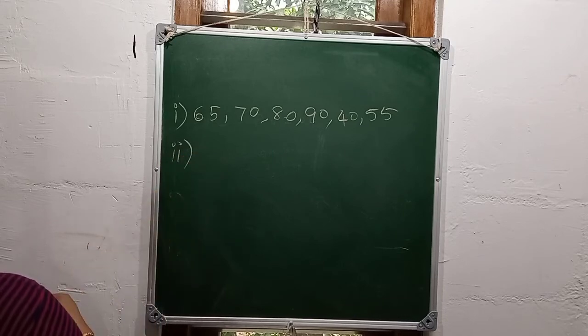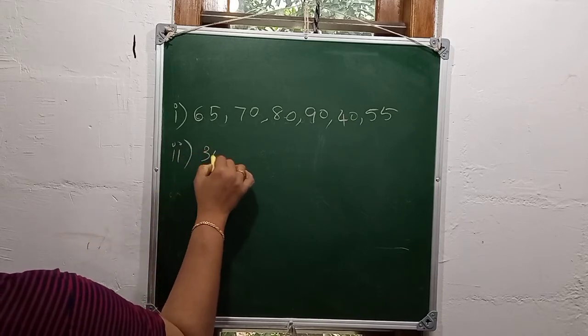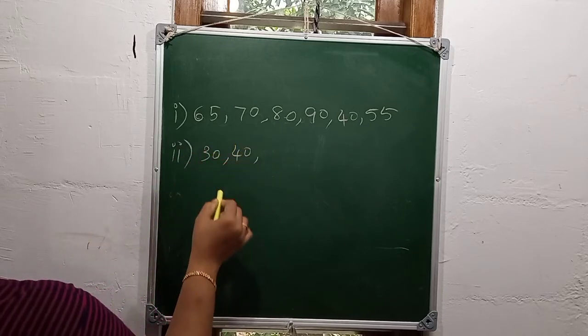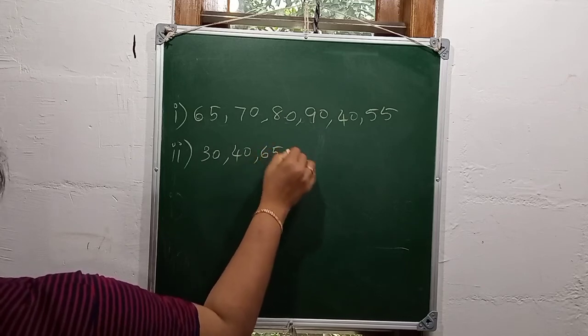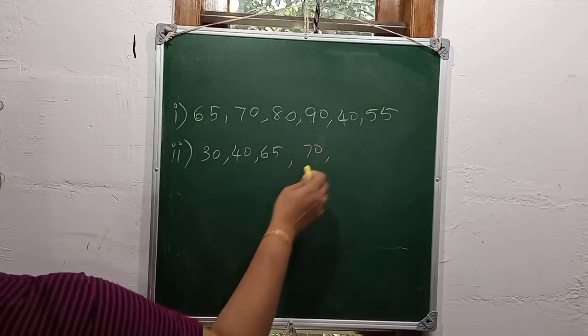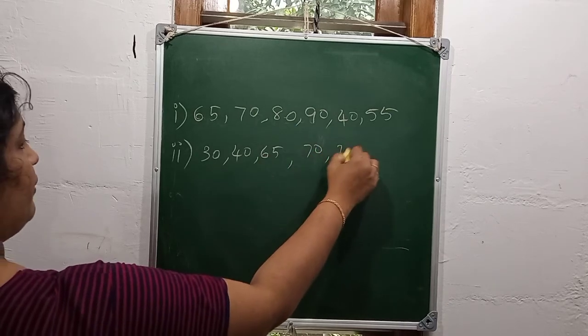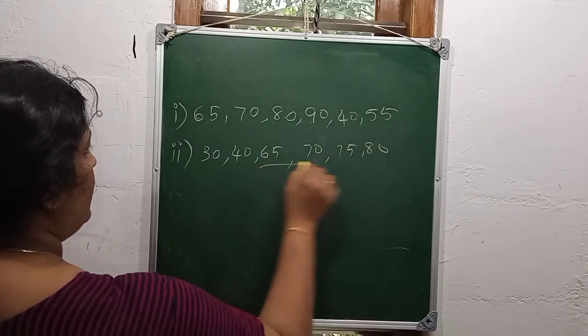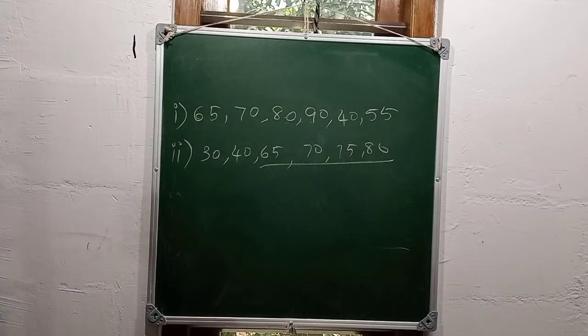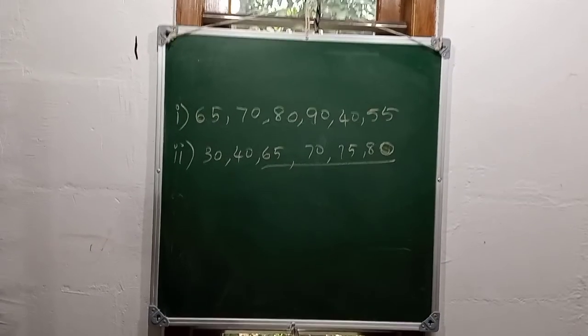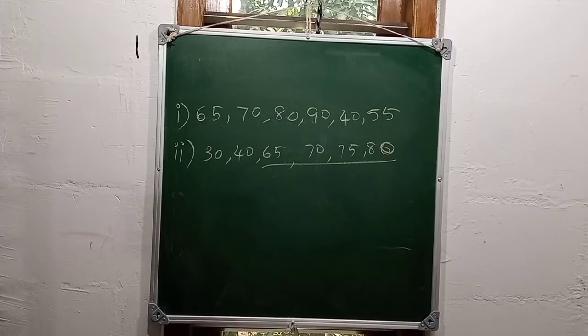Next, here I am going to take the numbers 3, 30, 40, 65, 70, 75 and 80. See, 4 are greater than 60 and 2 are less than 60. You can take any numbers like this, but the sum is always 360.